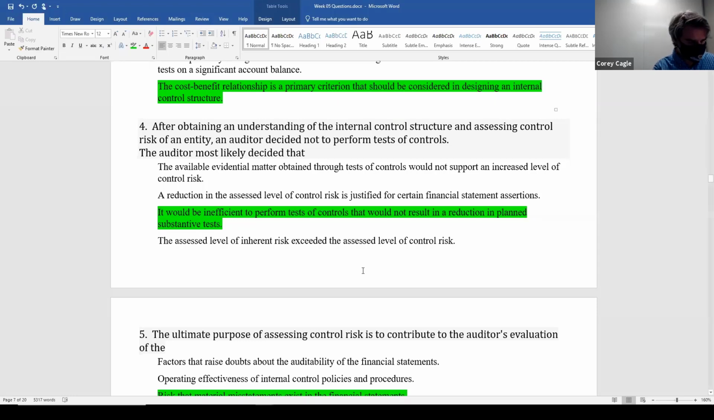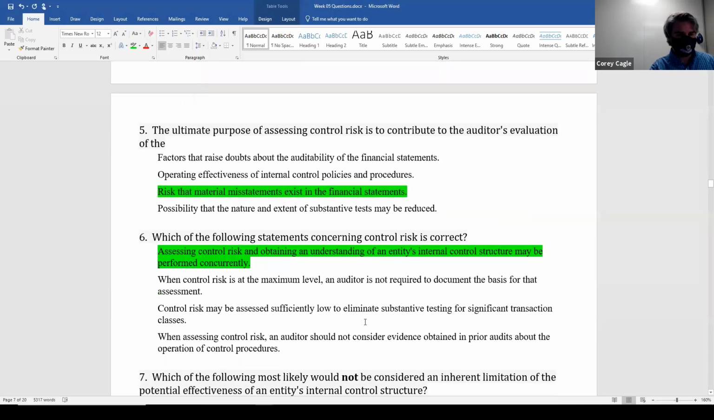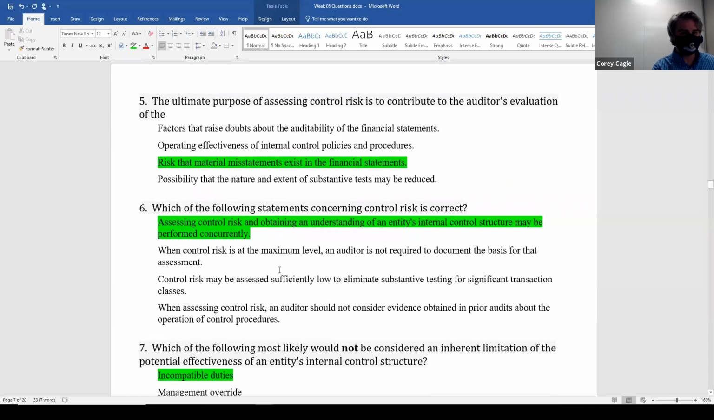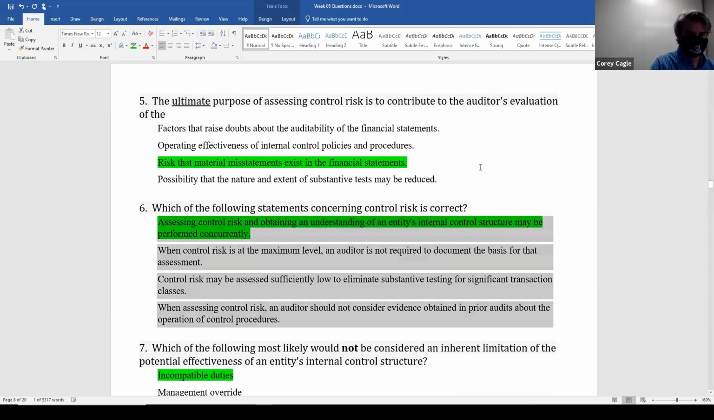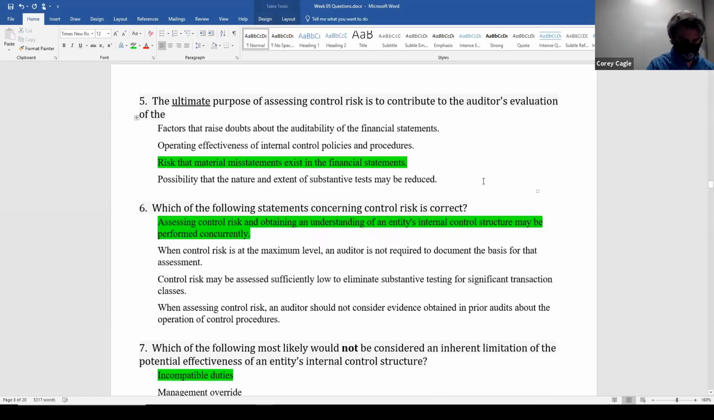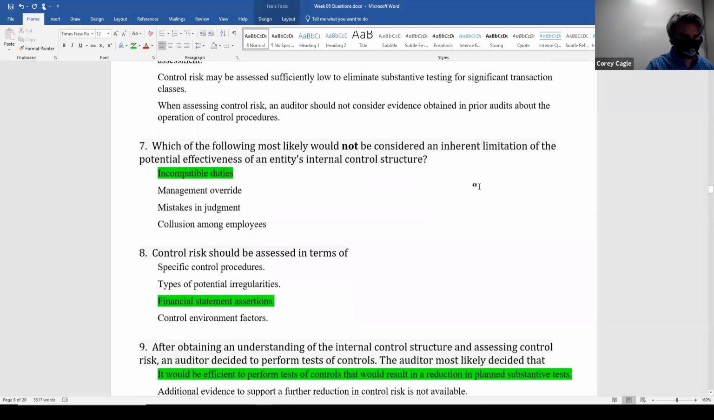All right. I like 5. It's just more of the same, but the ultimate purpose of assessing control risk, the ultimate purpose of anything, all comes down to the financial statements, right? So more of the same, but good stuff. 6, yeah.